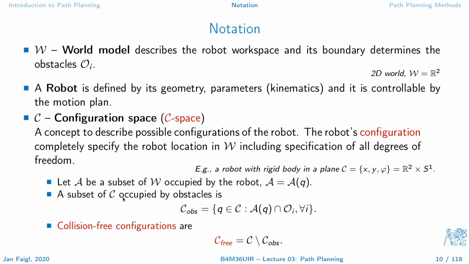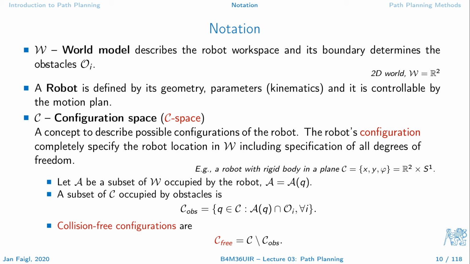So, and we can define the C obstacle that is the part of the configuration space where the robot is in a collision. So this is all possible configurations for which the robot is in a collision with an obstacle. So O is one of the obstacles among all obstacles. And what we are particularly interested in is the collision-free part of the configuration space.